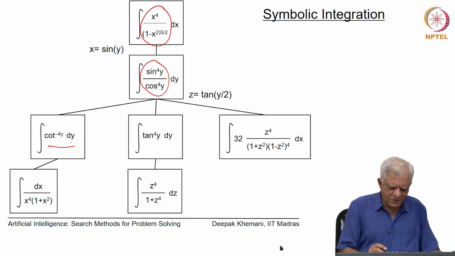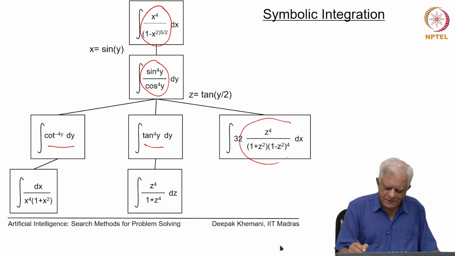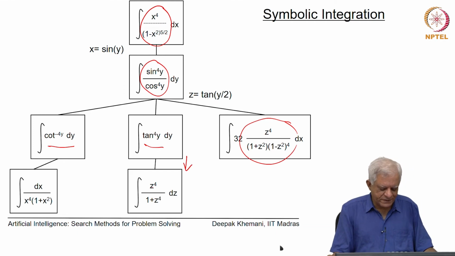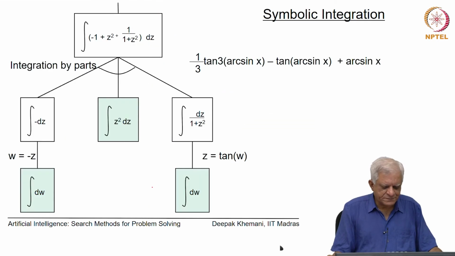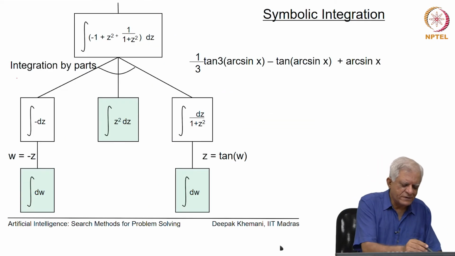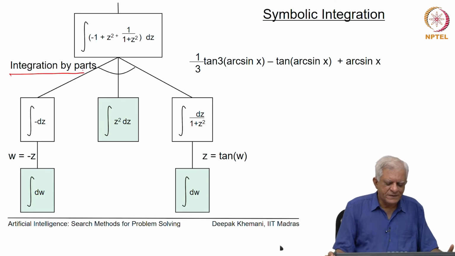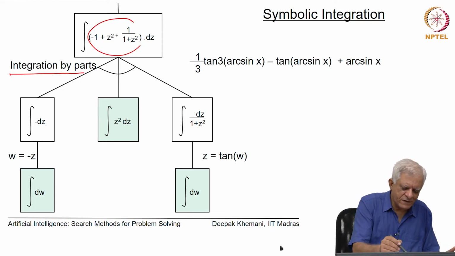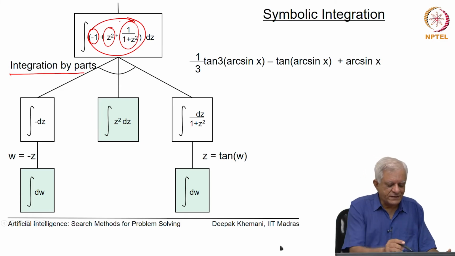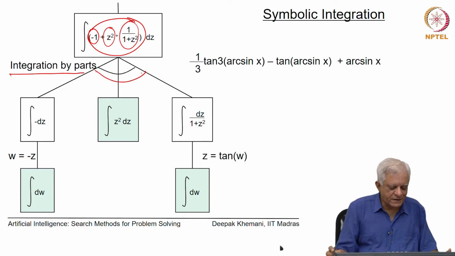So, you could either solve it by the inverse tan or tan raised to 4, or break it up into something which looks even more daunting. And then with this tan raised to 4, let us say we go by this choice, we have reduced it to z raised to 4 by 1 plus z raised to 4, and that itself you can do using integration by parts, which means that now this larger problem is broken up into 3 parts, which are -1, z square and 1 over 1 plus z square, and these 3 parts are connected by an AND arc.